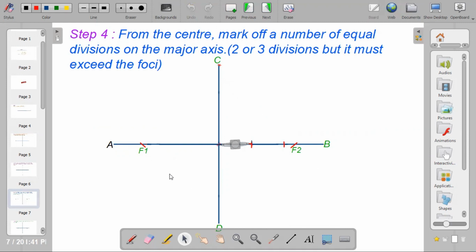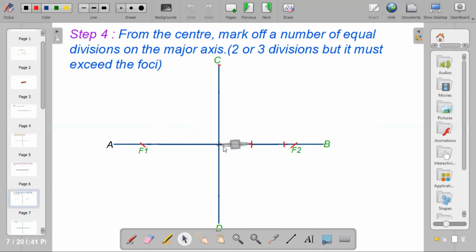So after you have gotten the foci points, the next thing is to mark off equal divisions. These divisions, we are going to start from the center, which is O. We mark off equal divisions, and it should not be more than 2 or 3. It must not exceed the foci points F1 and F2.